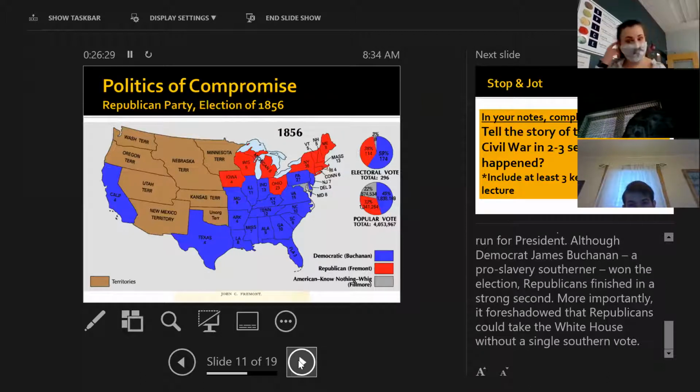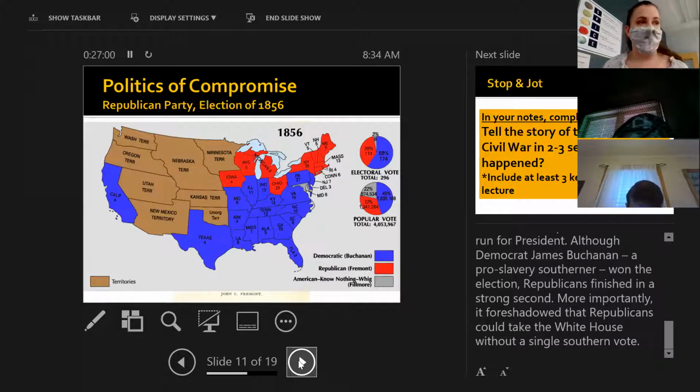And the first time the Republicans have a candidate run for president is in 1856. You can see on the slide that Republicans mostly got votes from the northern states. While the Republicans did not win the 1856 election, this shows that they are not a normal third party and that they have a lot of traction going. The election of 1856 shows that the Republican Party is a very notable party that is going to be around for a while.